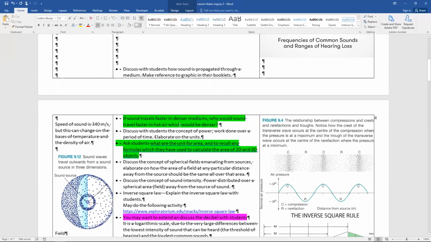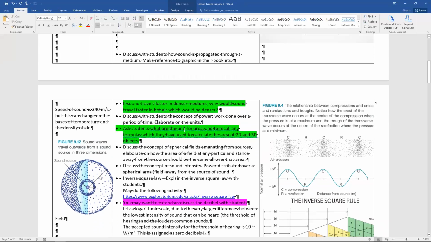Okay, if sound travels faster in a denser medium, why would sound travel faster in hot air, which would be less dense? So yeah, hot air floats, right? So we talked about that having to do with the amount of extra kinetic energy that the particles have, and how they almost help you in getting your voice across, in that particular situation.